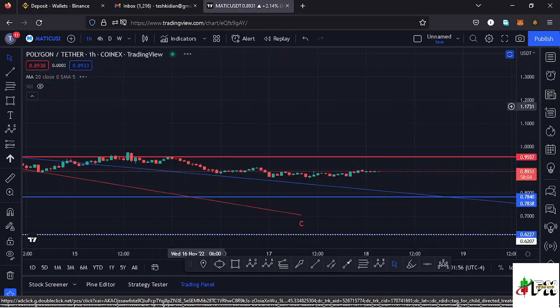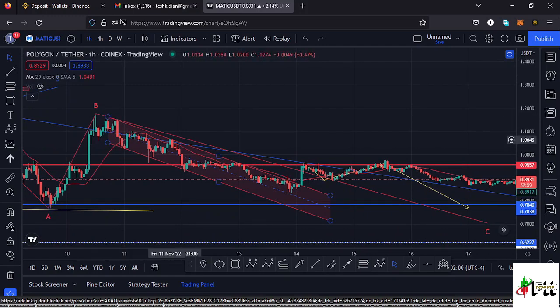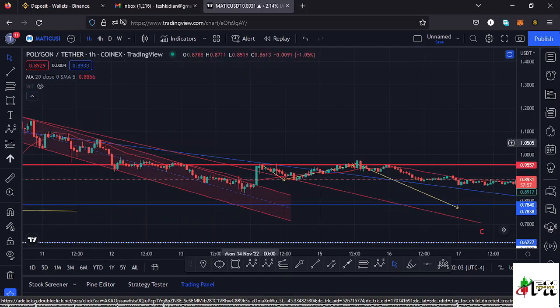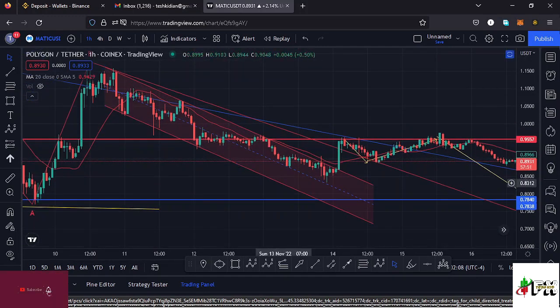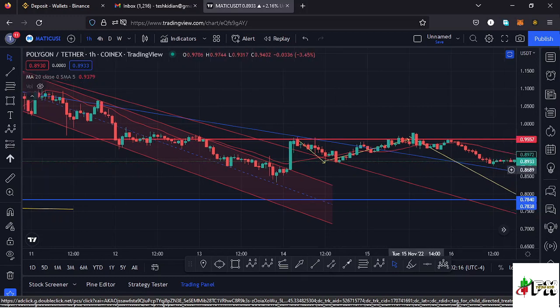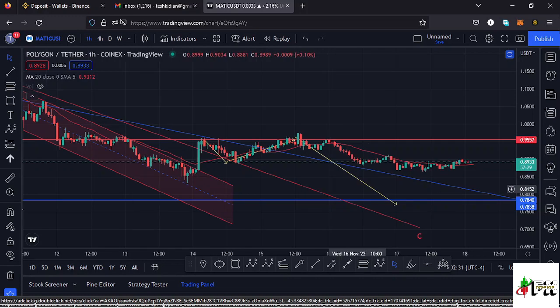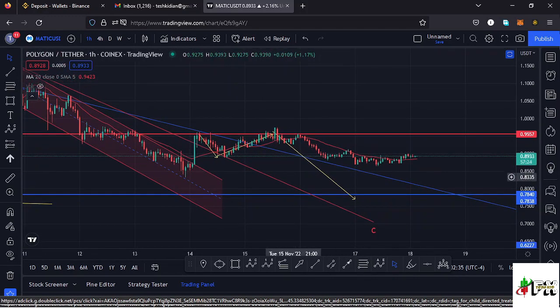Here on the 1 hour chart, you can see in the formation of this wave C, we had been trading within a channel. We managed to break out of that descending channel to the upper side, hit the key area of resistance at around the $0.95 mark, and whatever we have been seeing over here is a bit of a retest of that key area of resistance. And whatever we expect after seeing a successful retest is a movement to the opposite side.